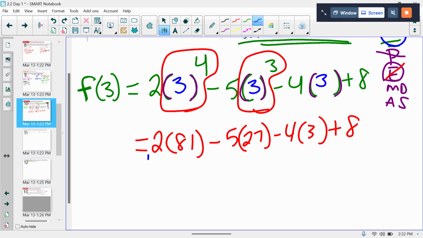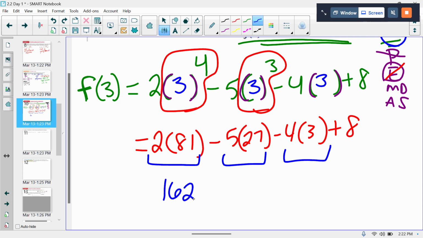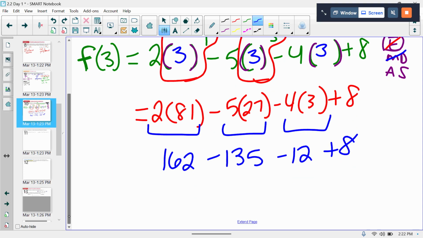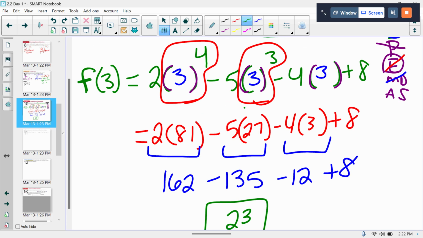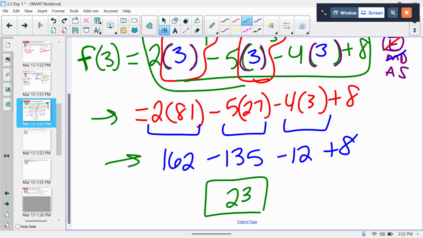We go on and do multiplication, division. So we have 3 sets of that to do. 2 times 81 is 162. Negative 5 times 27 is negative 135. Negative 4 times 3 is negative 12. Now we can finally just go from left to right and do all the addition, subtraction. So 162 minus 135 minus 12 plus 8 should give us 23. Okay. Now, again, I told you can plug this in your calculator, but technically you should show the steps of PEMDAS, and that takes a little while to do, okay?